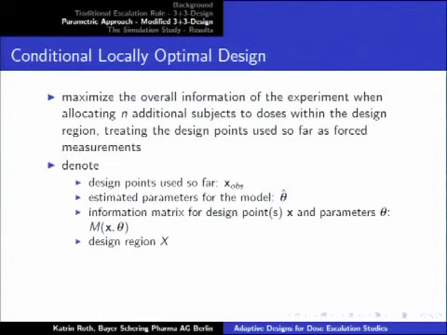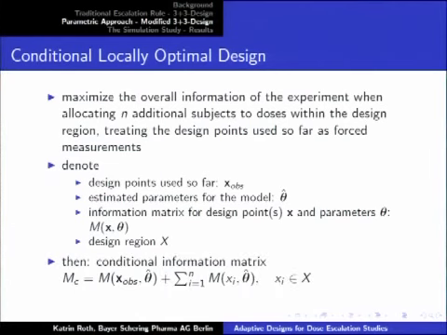Some notations. The design points used so far are called x-obs, for observation. The estimated parameters for the model are theta hat. The information matrix for the design points x and the parameters theta, I call M of x and theta. And the design region is capital X.